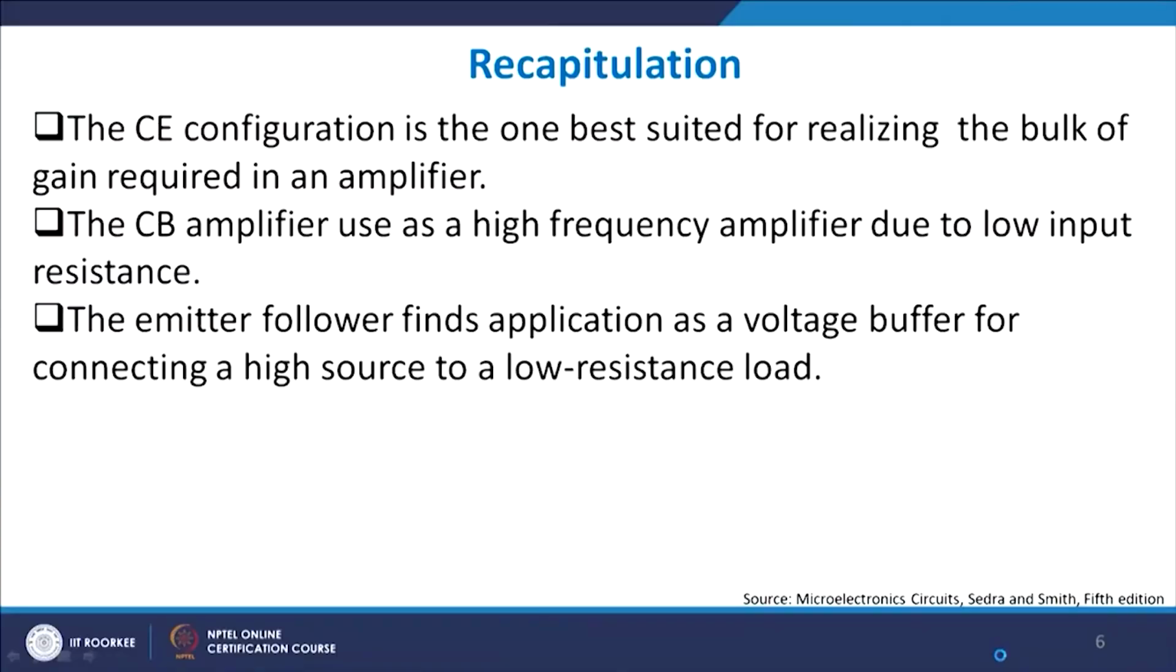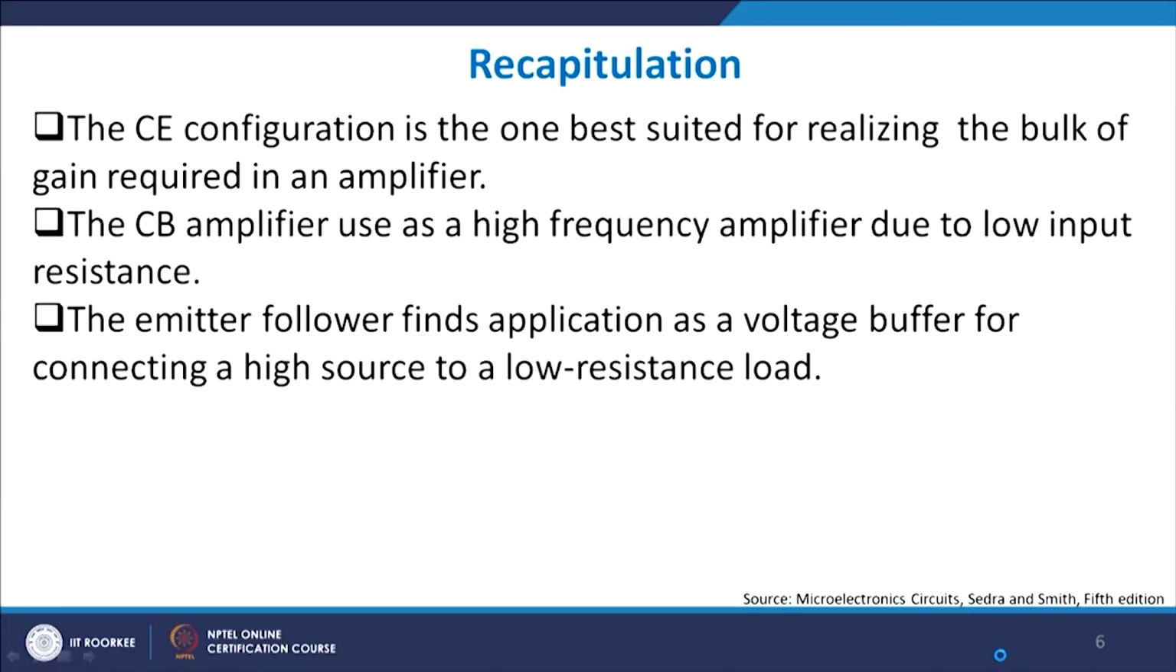So, let me recapitulate what we did. Common emitter configuration is the easiest, and the highest gain can be obtained from the common emitter configuration. The common base amplifier is used as a high frequency amplifier at a low input signal, right. So, the input signal is quite low, and therefore, you use a high frequency amplifier design.